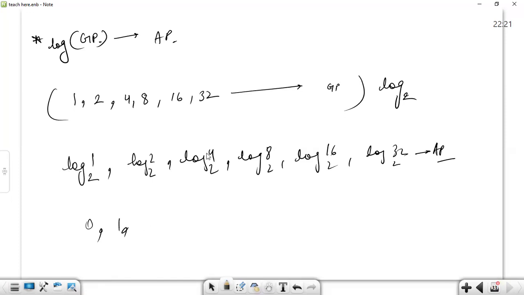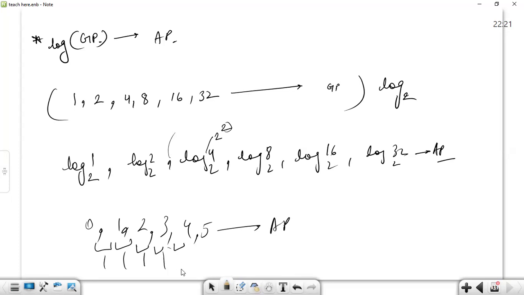Logarithm of 4 can be written as 2 raised to power 2, like 2 square. Now the 2 will come ahead, and logarithm of 2 becomes 1. So 1 into 2 becomes 2. Similarly, 2 raised to power 3, 2 raised to power 4, 2 raised to power 5. Now we know there is a common difference of 1 here. That's why this is an AP. Clear?